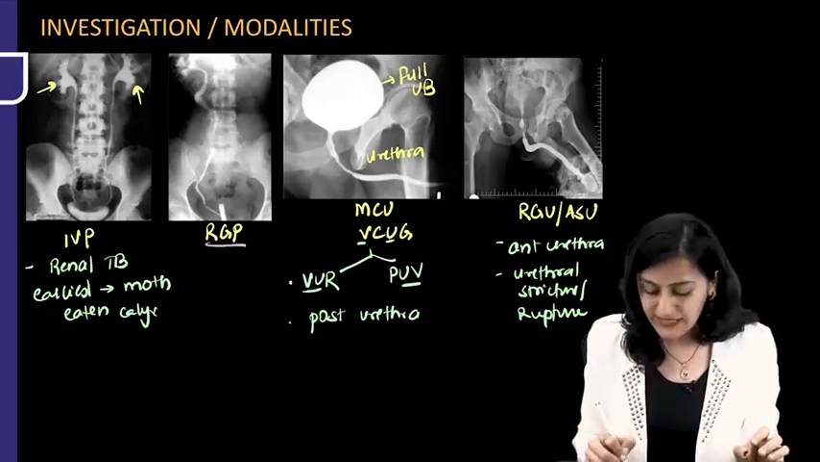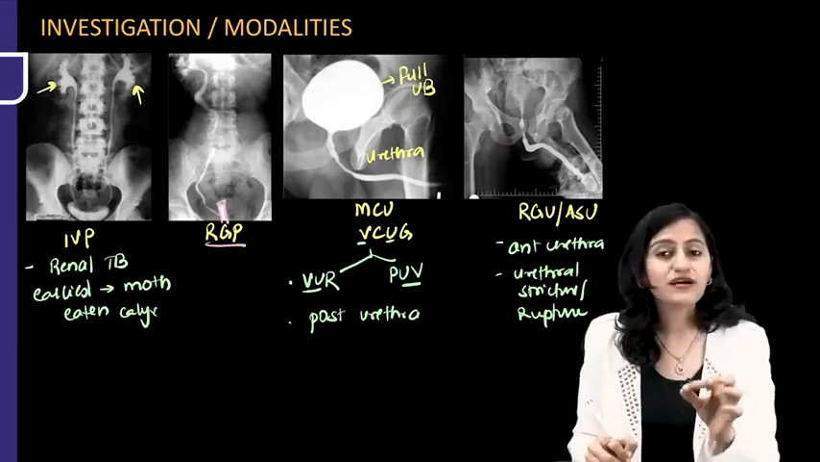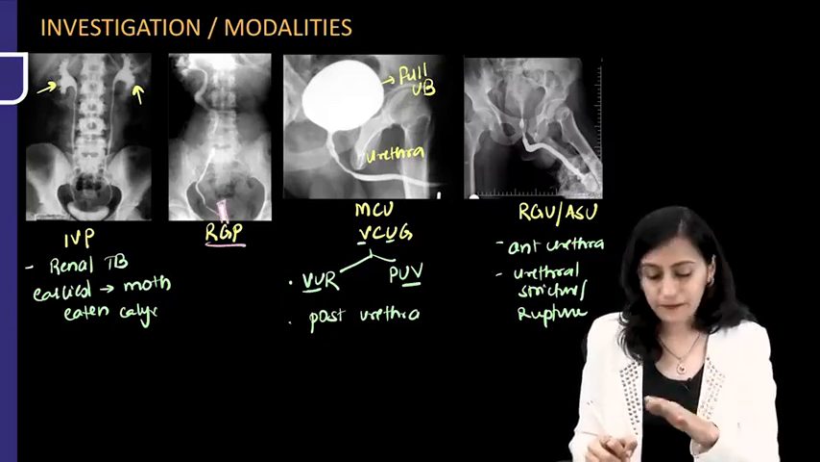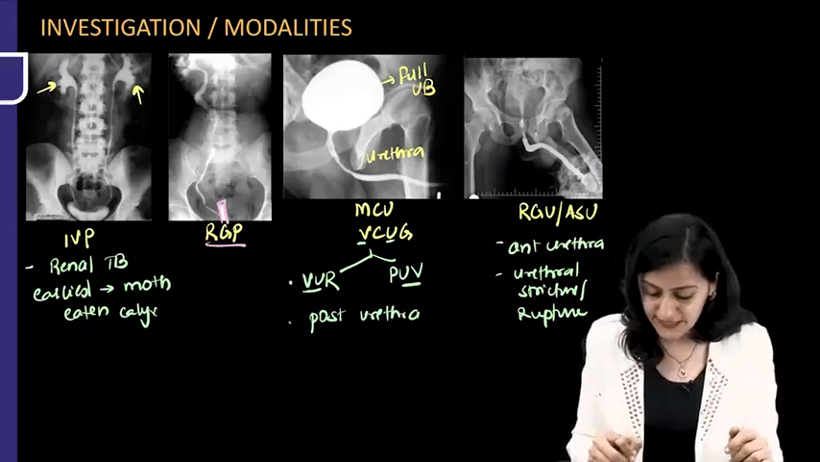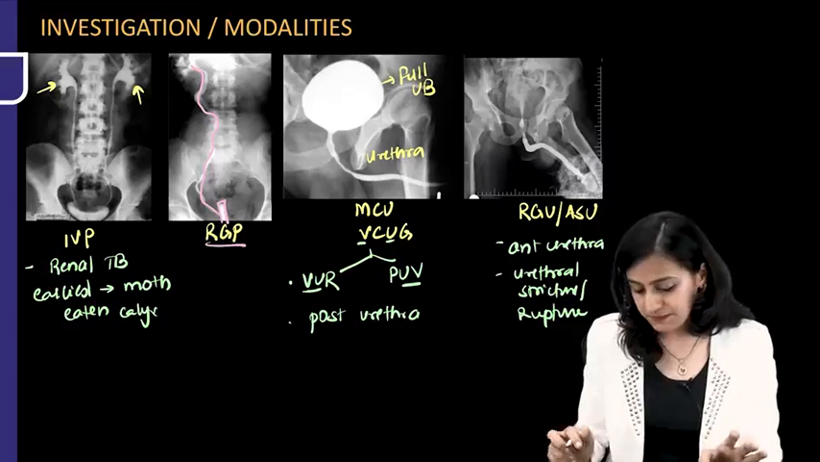So next that we have is RGP, retrograde. So in retrograde, you would see some cannula or catheter sort of thing at the site of the ureteric orifice. And then you would see the contrast. So generally it's one kidney at a time.